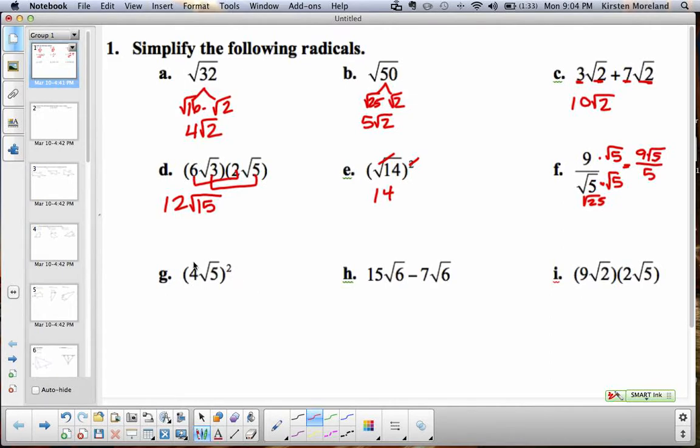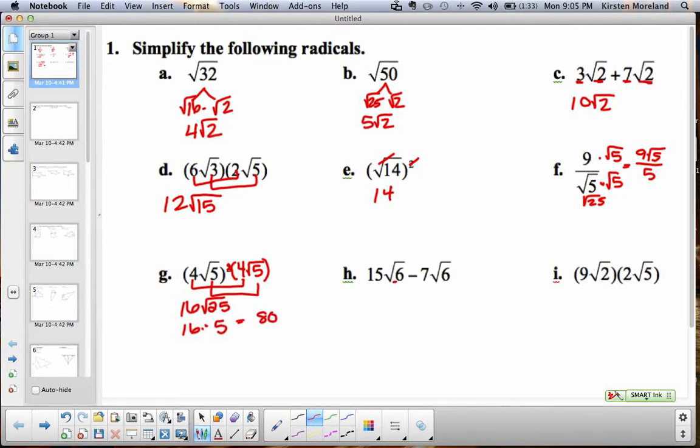This one you can either distribute the squared to both parts, or I just tend to write it twice because squared really means you're multiplying it by itself. So basically cross out the square and say I'm just going to write it twice. And then I do the same as I did above in D. So I multiply the outside numbers, which is 16, and the inside numbers, which gives you the square root of 25. We can't leave it like that because we know the square root of 25, so 16 times 5 gives me 80.